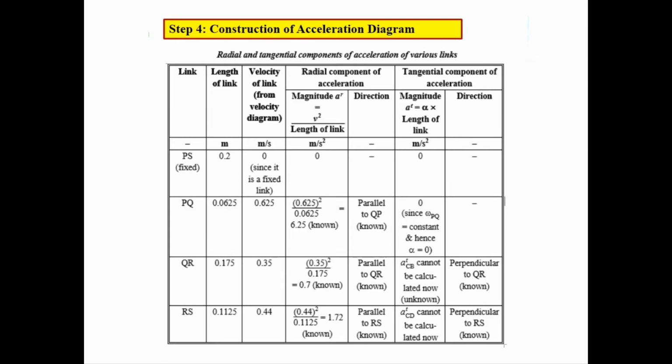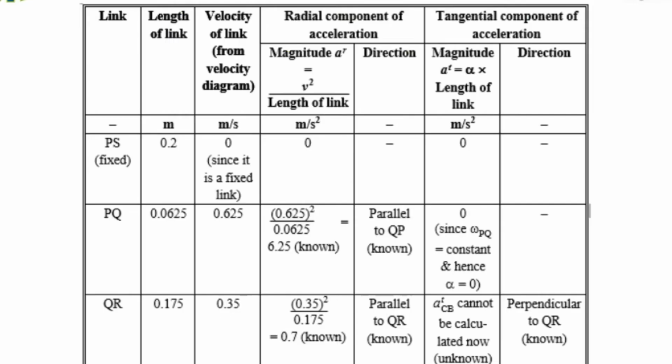In order to draw the acceleration diagram, we need to know the various components of acceleration. There are two components, namely radial component and tangential component. The radial component will be parallel to the link, whereas the tangential component will be perpendicular to that particular link. Since we have four links, we have to find for each link its radial and tangential component. So it is better to make a table and find all the known and unknown values.